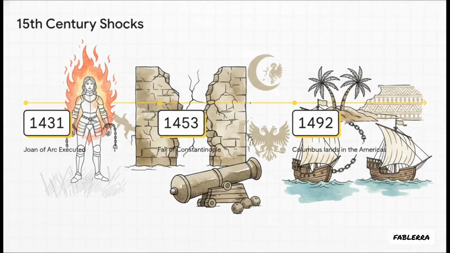And from there, we see this incredibly rapid sequence of 15th century shocks. In 1431, the teenage visionary Joan of Arc is executed amidst the grueling Hundred Years' War. Then, boom, 1453, the monumental fall of Constantinople. The Ottomans used massive artillery to completely erase the very last remnant of the Roman Empire. And just a few decades later, in 1492, Christopher Columbus lands in the Americas, violently connecting two vastly different worlds and forever, permanently altering human history.